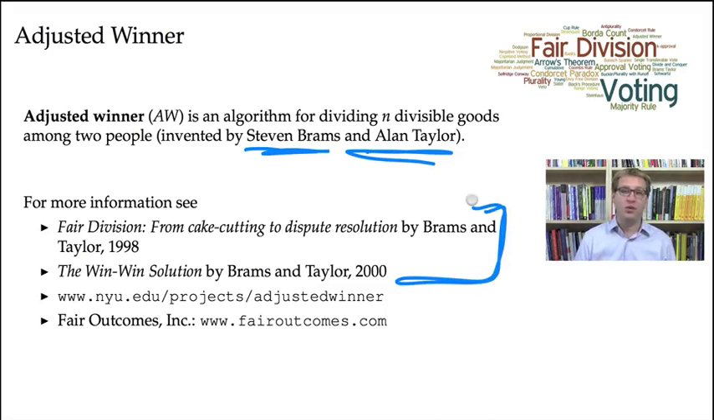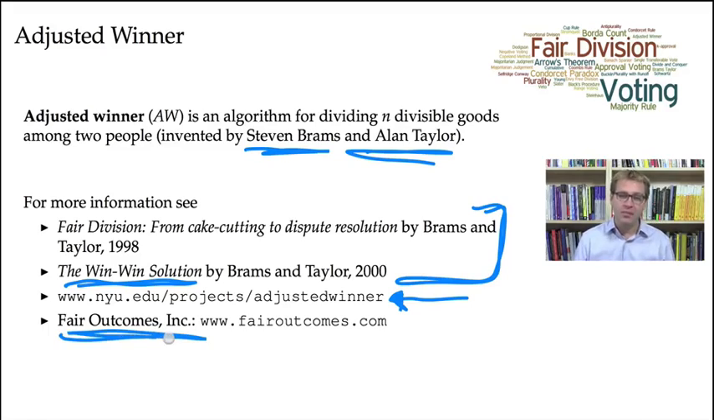The first is a research book on fair division written by Brams and Taylor. And the second is a popular book, The Win-Win Solution, also by Brams and Taylor. If you want to play around with the algorithm, check out this first website here. The algorithm is implemented and you can see how it works. And finally, many of these ideas have actually been put to good use, and a company was formed that uses adjusted winner and other related ideas to solve two-party disputes. To read more about that, check out their website.